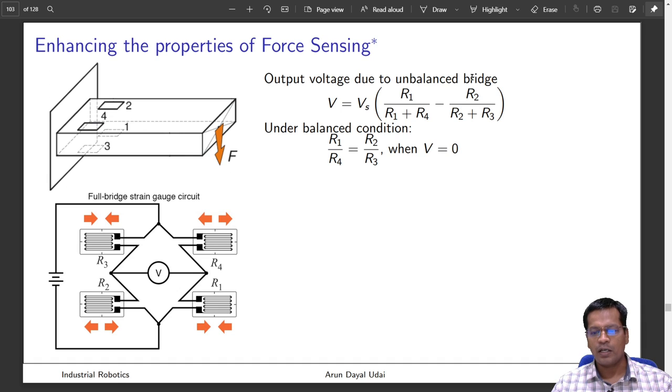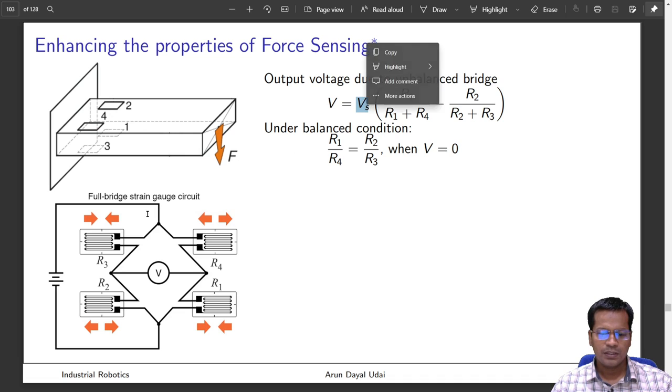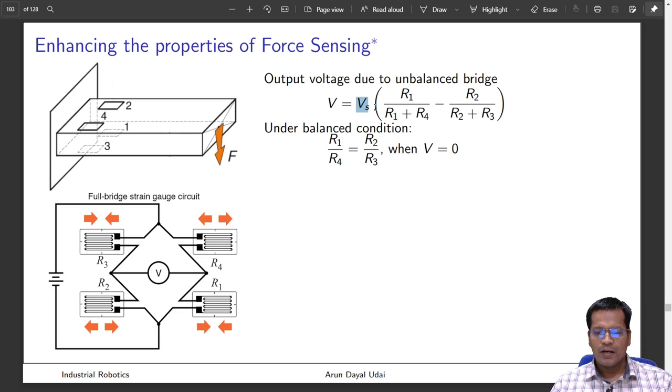Output voltage due to an unbalanced Wheatstone bridge is given by, this derivation is again an age-old physics formula that you might have seen. If you apply a source voltage across these two terminals, so what do you see? If this is the resistance R1, all the resistances can be clubbed this way, and the voltage that appears across this is governed by the top equation. Now, why am I using it?